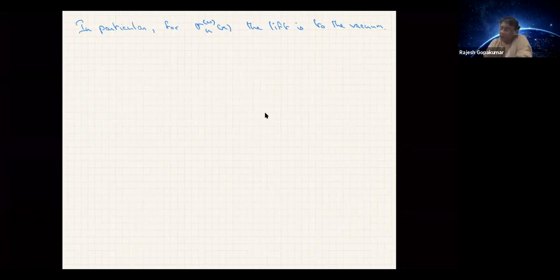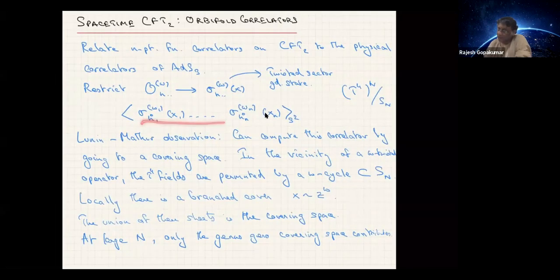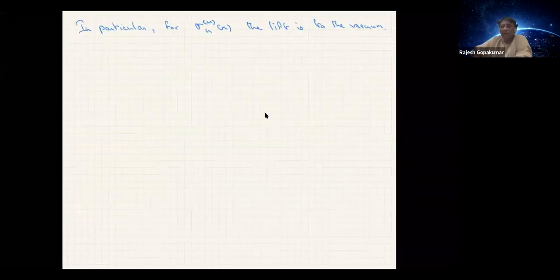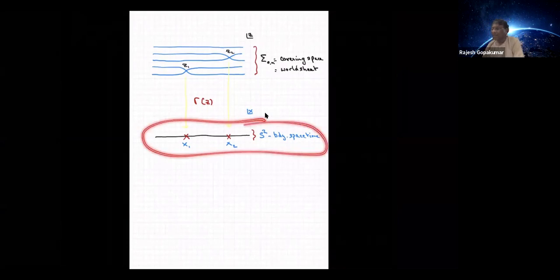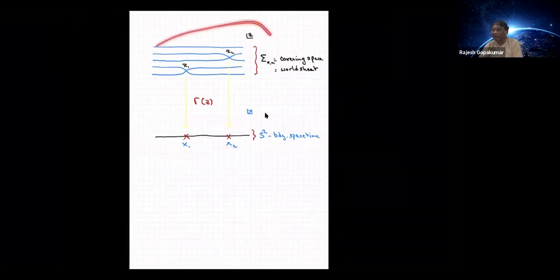In particular, if you are computing a correlator like this, the one that I wrote, which has only those ground state insertions, you are just lifting to this covering space in which you just have the vacuum. So you have just a vacuum path integral on this covering space. What Noonan and Mathur said is that instead of evaluating the correlator here, you evaluate it here on this covering space.